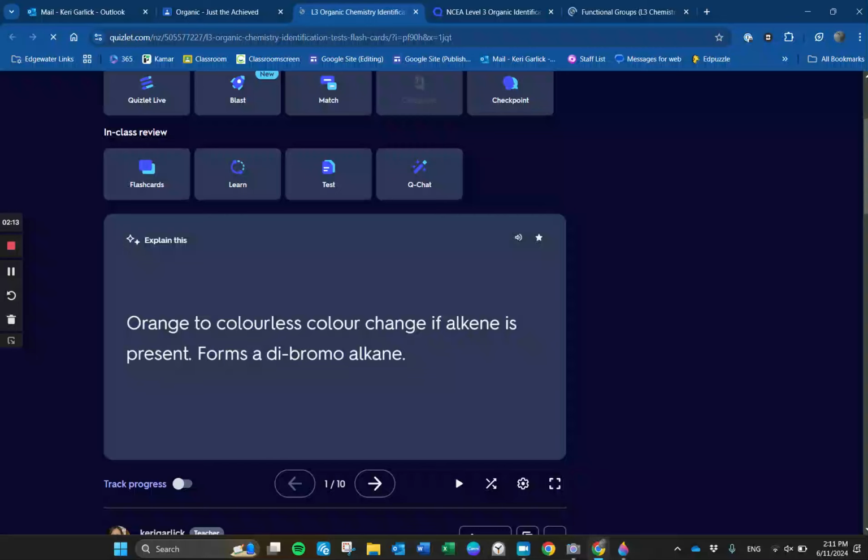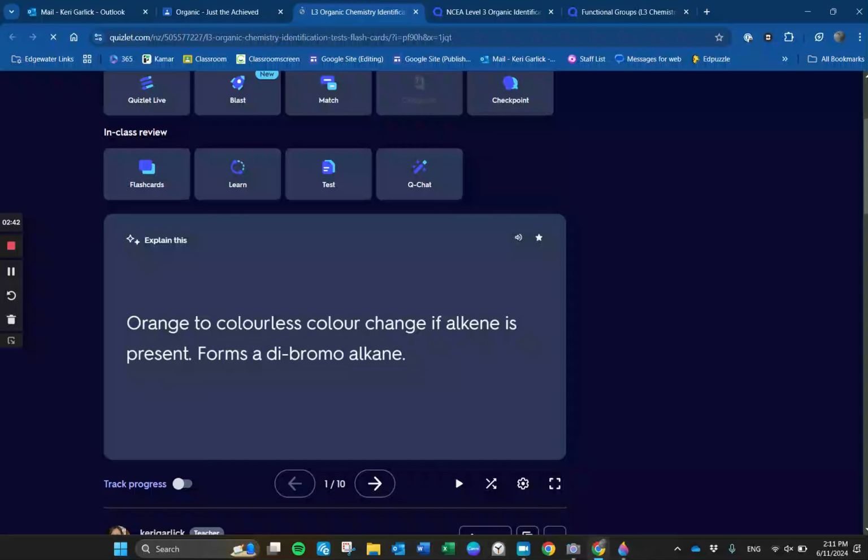So again, this is why you need to know your functional groups, because you need to know what that means. An alkene is a hydrocarbon molecule, so hydrogen and carbon, but it has a double bond. In this case, the dibromo compound is formed by breaking the double bond and adding bromine. That's our haloalkane. You need to know your functional groups because that's the foundation stuff.